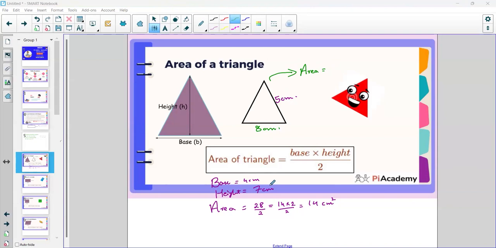The area would be, if there's 8 centimeters and there's 5 centimeters, you could say base times height divided by 2 or half base times height. So 8 times 5 is 40. Divide that by 2 is 20. So 20 centimeters square. Okay. You have applied the formula and the calculation correctly.